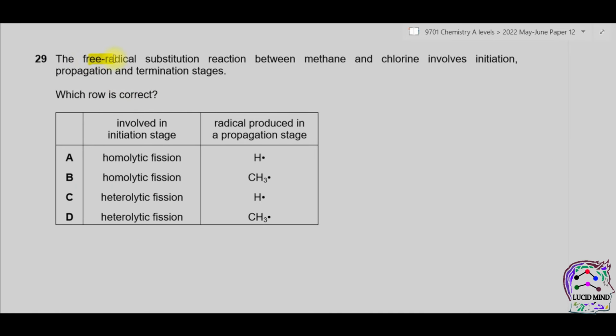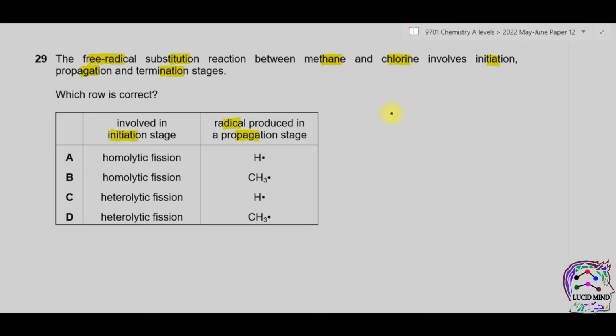Question 29. The free radical substitution reaction between methane and chlorine involves initiation, propagation and termination stages. Which row is correct? You have to find out what is involved in the initiation stage and what is the radical produced in the propagation stage. So let's see whether it is homolytic or heterolytic fission. Homolytic fission means we have equal distribution of electrons upon bond breaking, while in heterolytic we have unequal distribution of bonded electrons.